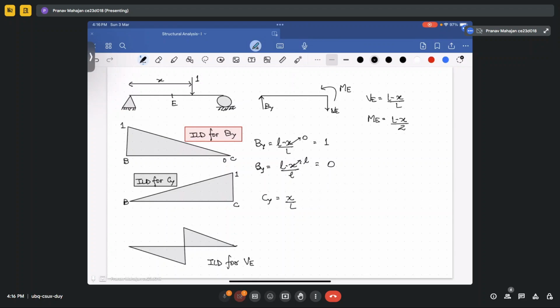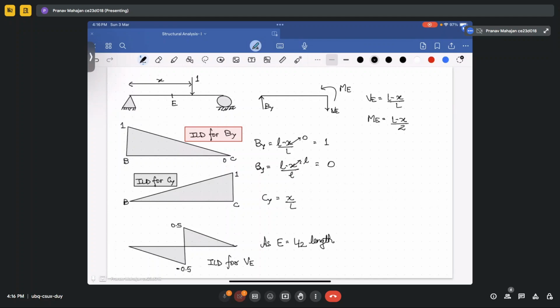Okay, if you put the value as L equal to L by 2, because point E is at L by 2 length, so if you substitute the value in VE, you will get the value as 0.5. So here the value will be 0.5. So here the value will be minus 0.5.